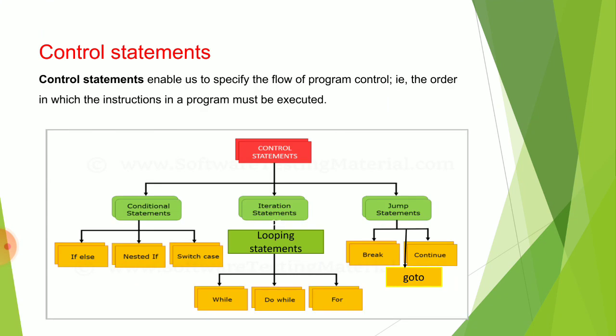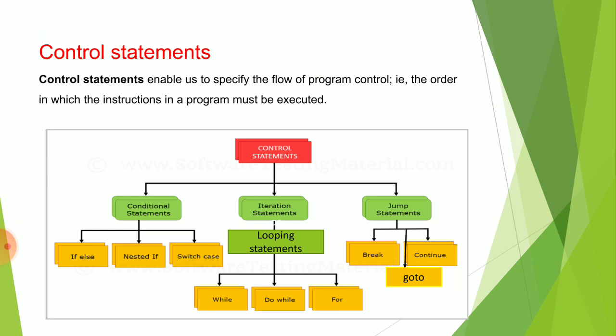Now I am going to explain about control structures in C language. The control statements are used to change the order of statements in programming languages. The C language control statements are classified into three types: conditional statements, looping statements, and jumping statements.